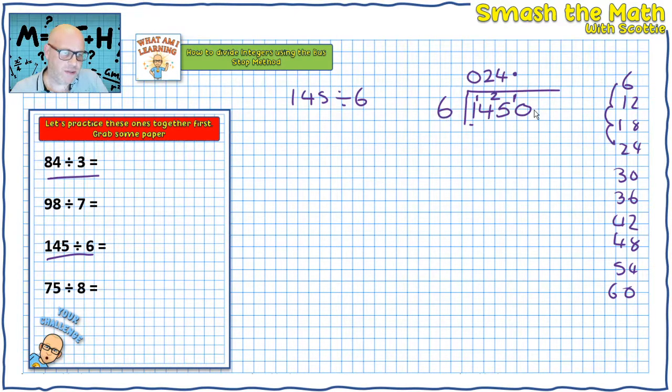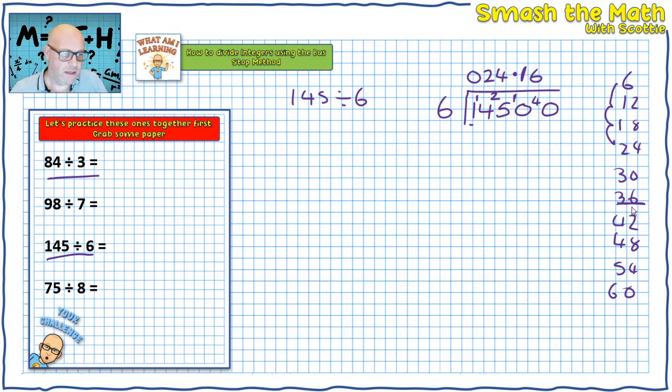So how many 6s are in 10? Well, there's 1 6. Remainder 4, because the difference between 6 and 10 is 4, and we put another 0, and then we say how many 6s are in 40. Well, 1, 2, 3, 4, 5, 6 in 40.